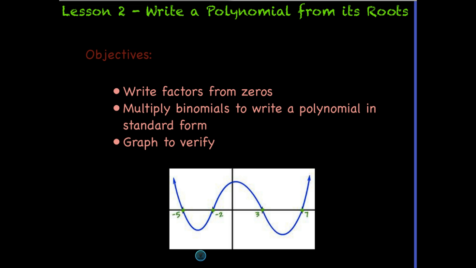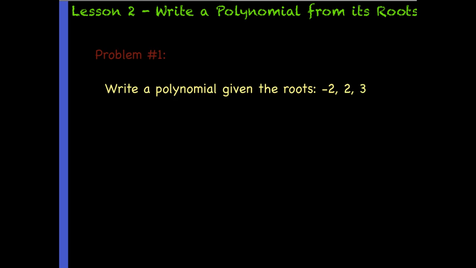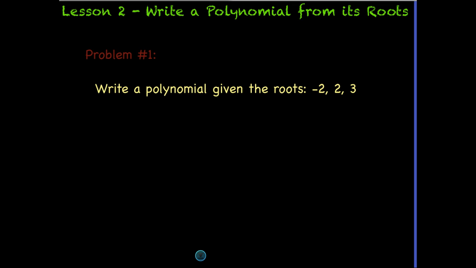Let's look at some examples. In our first problem, we want to write a polynomial given these roots, -2, 2, and 3. So we have 3 roots, which means this is going to be a cubic function. And if we write it, let's go ahead and write out our roots. So each root, remember, came from taking a binomial, setting it equal to 0, and solving for x. In order to put this back into a factor, we just need to take the opposite sign.